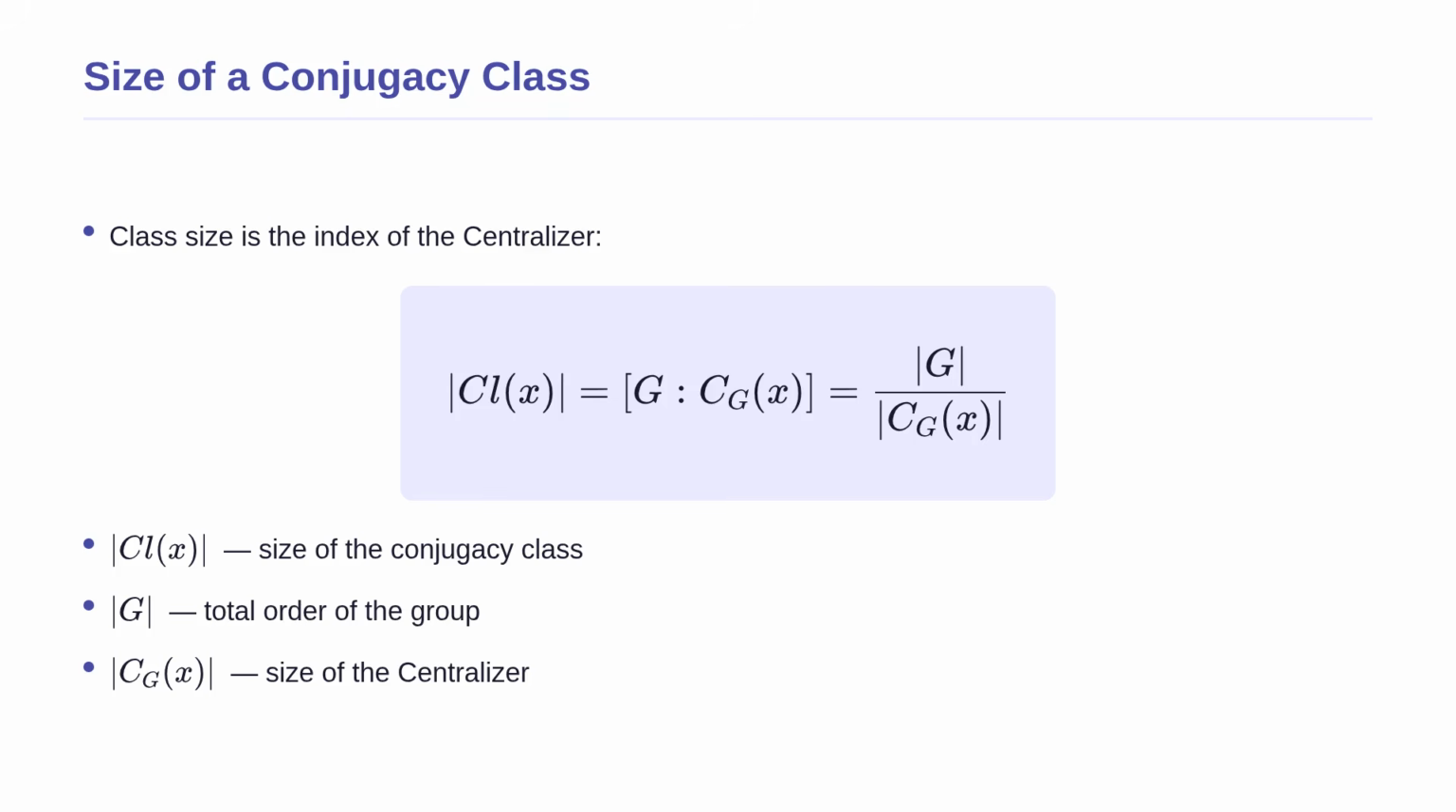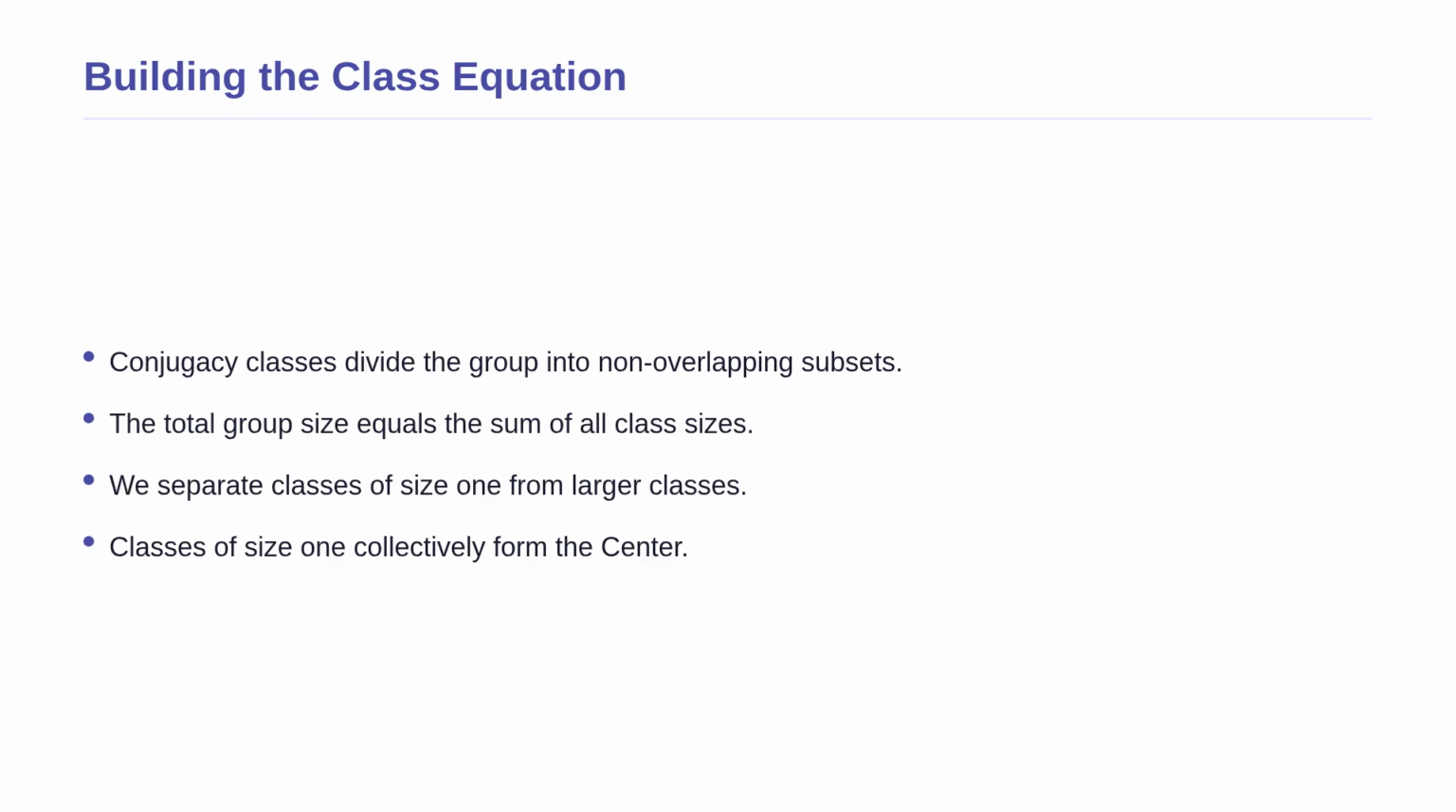Let us see how we calculate that class size mathematically. The size of the conjugacy class containing X is given by the index of the centralizer in the whole group. We write this as the total group size, order of G, divided by the size of the centralizer of X. Physically, as the number of elements that commute with X decreases, the size of its conjugacy class increases. This formula perfectly links a subgroup size to the size of a behavioral clique, allowing us to count efficiently. With these pieces in hand, we are ready to build our main equation.